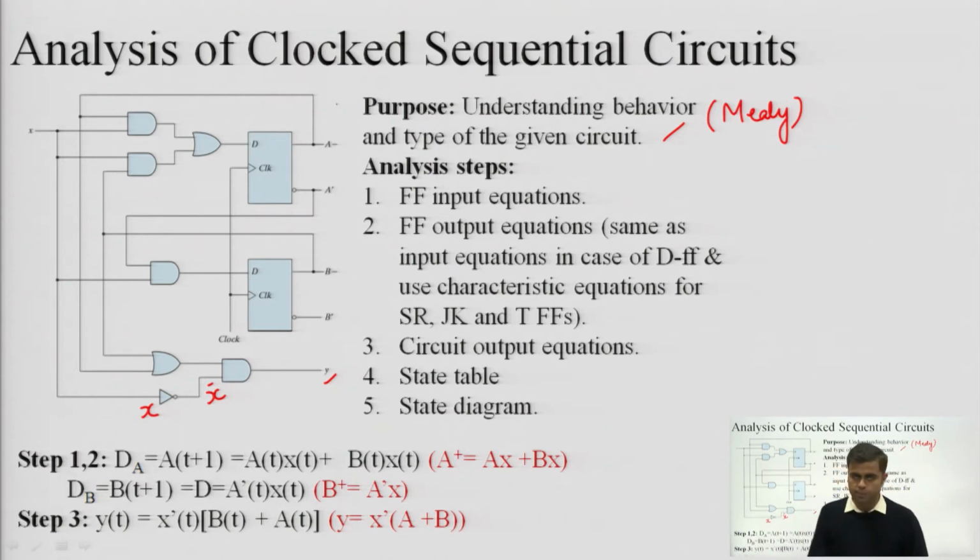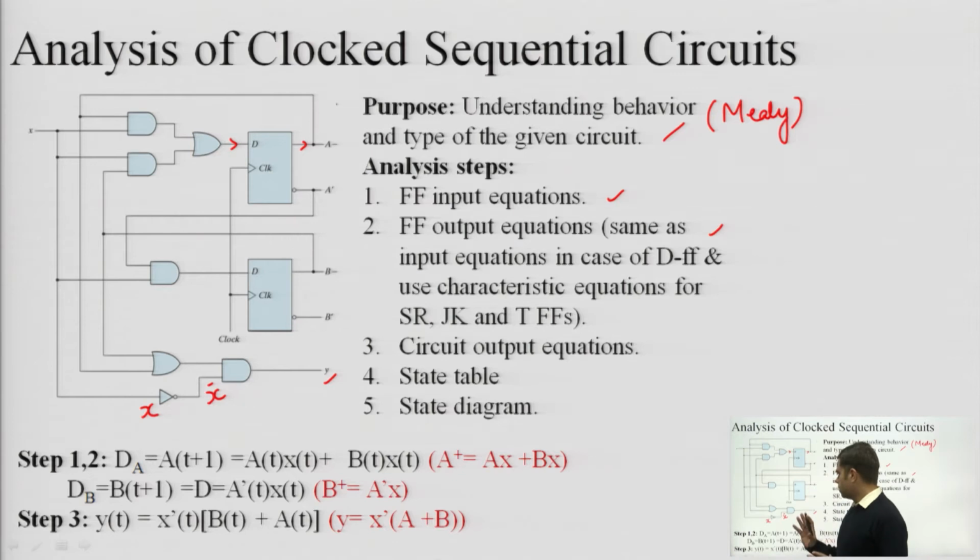So the first step is finding the flip-flop input equations, that means whatever is entering the flip-flops' inputs. Then finding the flip-flop output equation is the second step. In case of a D flip-flop, it is very easy, because in a D flip-flop whatever the input is, the same thing will be the output, because there is no change in the transition. But if it is any other flip-flop, SR, JK, T, then we have to follow the characteristic equation of that flip-flop to find its output expression.